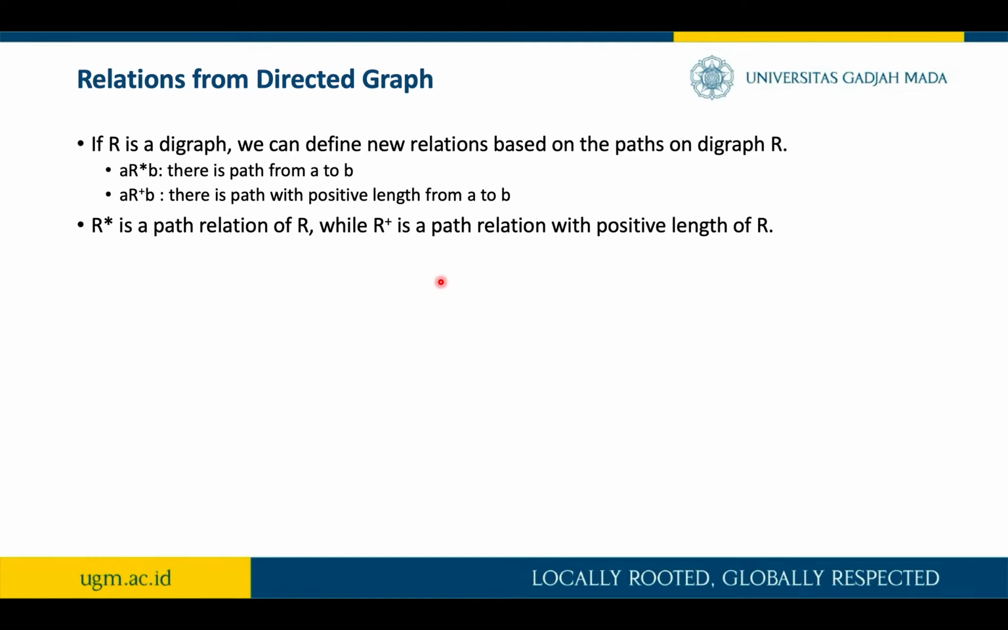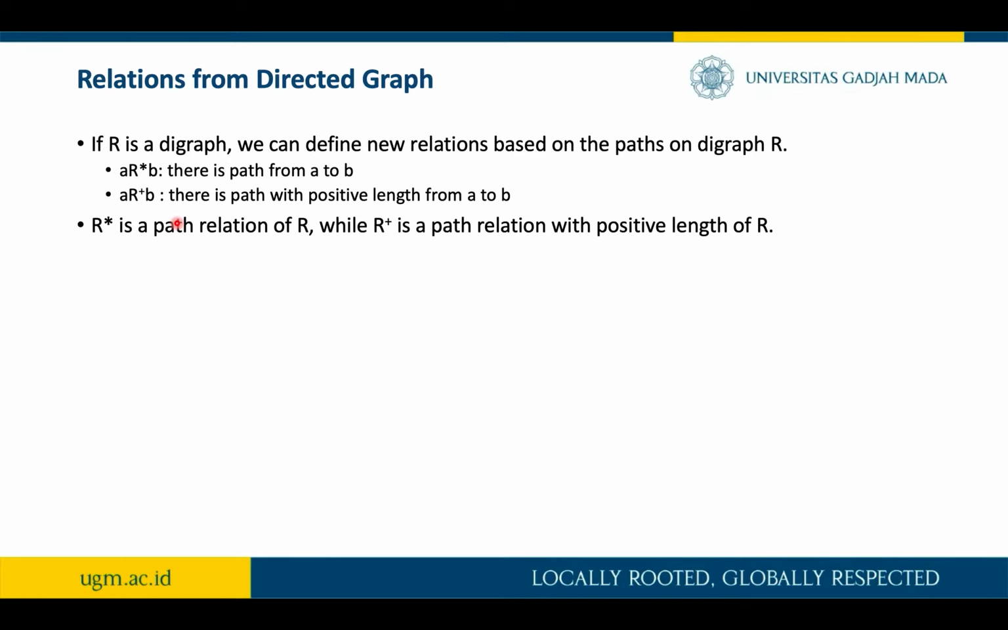We can define new relations based on the paths on digraph R here. So if R is a digraph, then we can define at least two new relations. The first relation is A R star P. It means that there is a path from A to P. So A is related to P if there is a path from A to P. And then there is also another relation here, A R plus P. It means that there is a path with positive length from A to P.